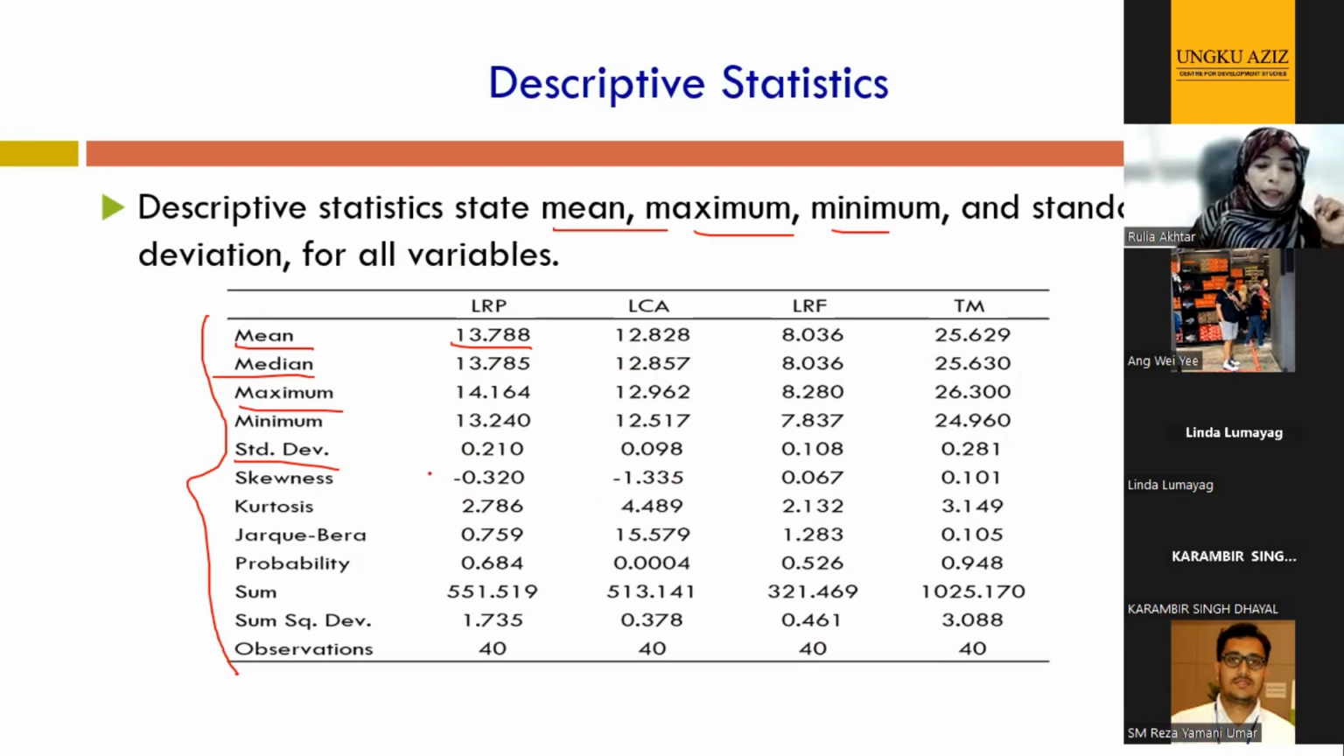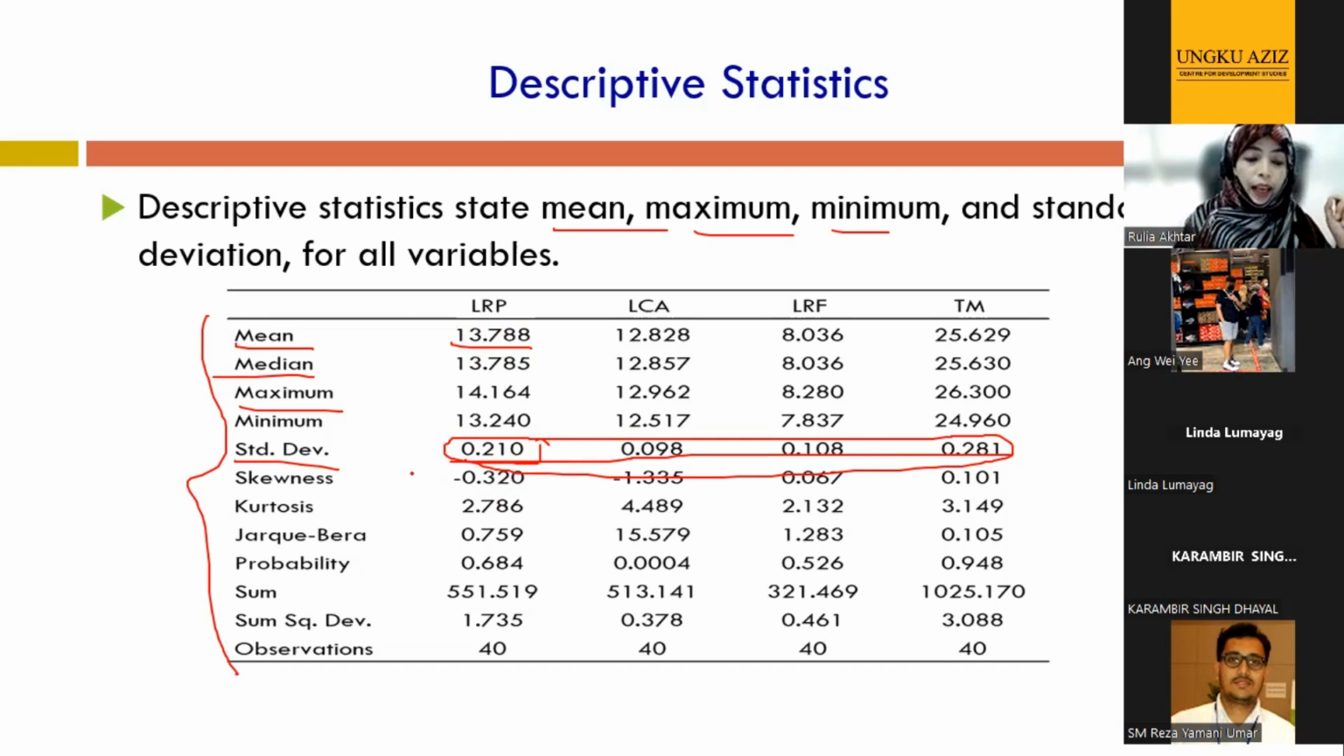So here, standard deviation. I have already mentioned that standard deviation is the measure of dispersion from the mean value. If the standard deviation is below the mean, I just repeat, meaning that this model performs well. And you see here the probability is Jarque-Bera.